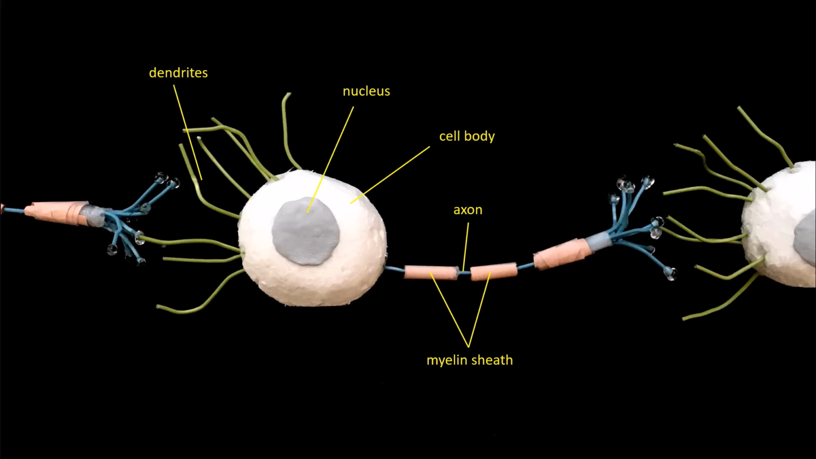The terminal of the axon is split into branches, and the end of each branch, called the terminal button, contains neurotransmitters. The synapse is the space between the axon terminal of one neuron and the dendrites of an adjacent neuron. Neurons never touch each other.